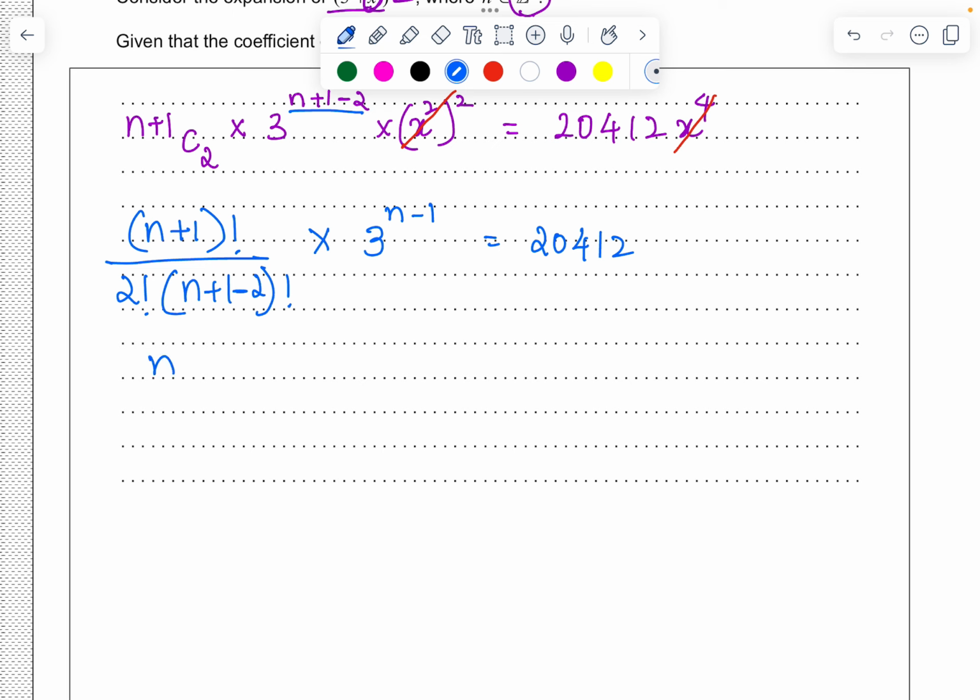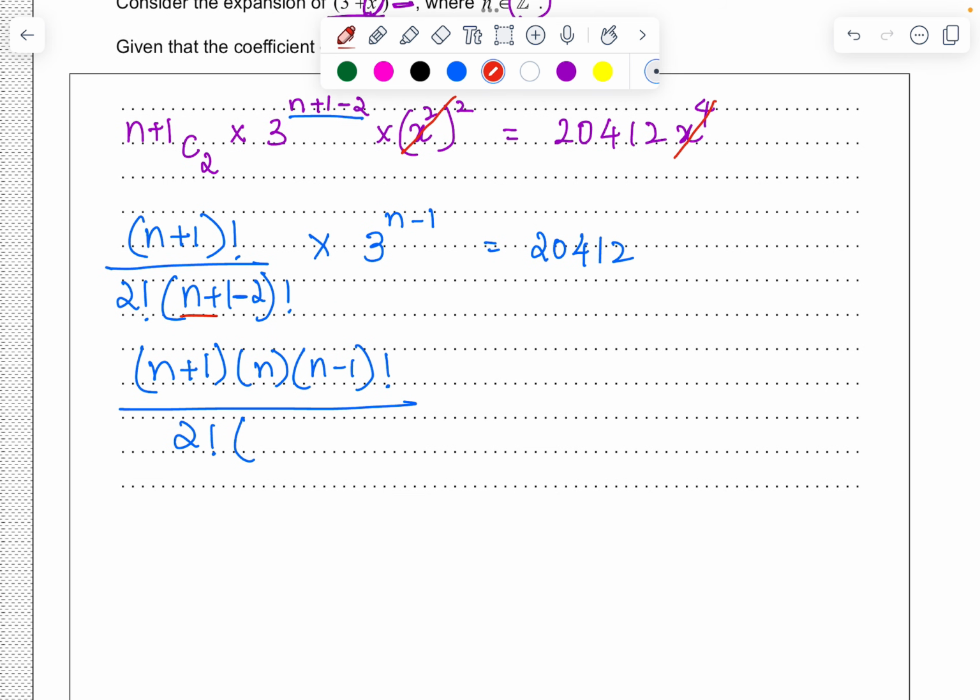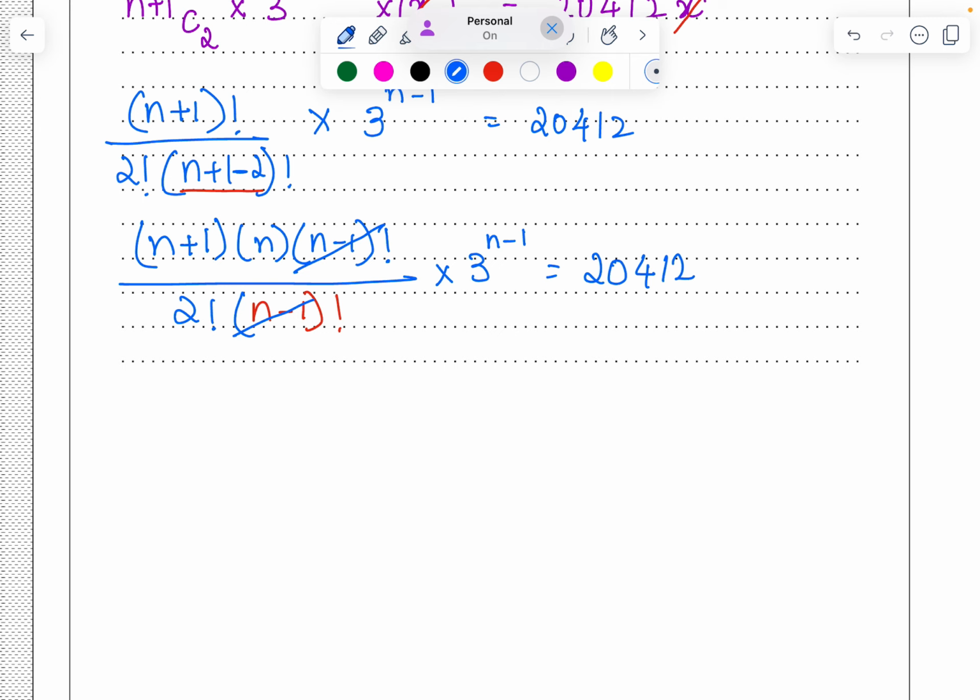So (n plus 1) factorial, I can write it as (n plus 1) times n, then times (n minus 1) factorial, over 2 factorial, and (n plus 1) minus 2 becomes (n minus 1) factorial. So now I can cancel this, times, don't forget to write it, 3 to the power of n minus 1 is equal to 20,214. So I'm going to expand this now.